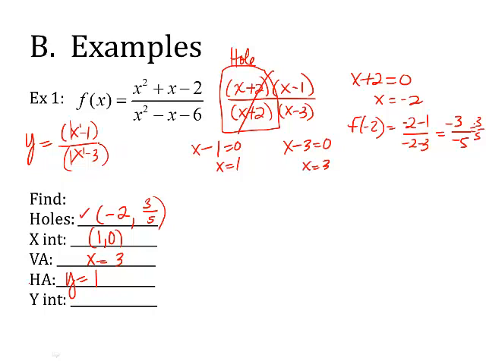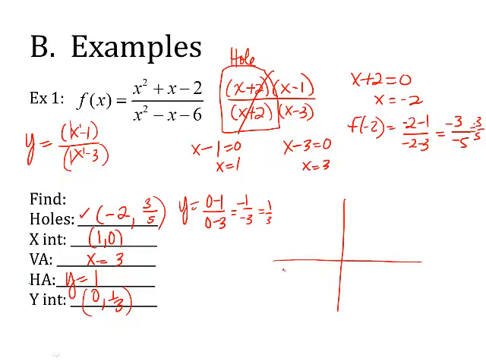Y-intercept, remember you plug in a 0 everywhere there's an x in the equation. So y equals 0 minus 1 over 0 minus 3, negative 1 over negative 3, or positive 1/3. So it's (0, 1/3). All right, so now I have all my characteristics and I can graph this guy.